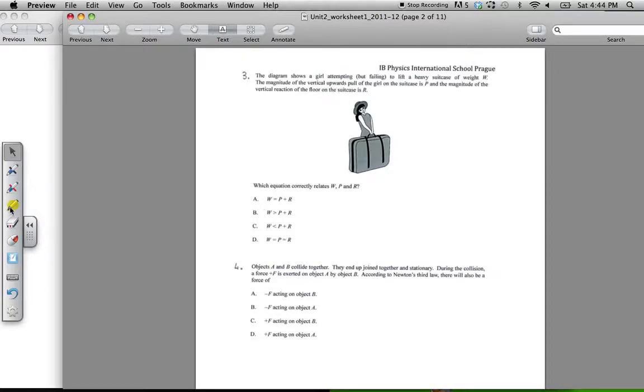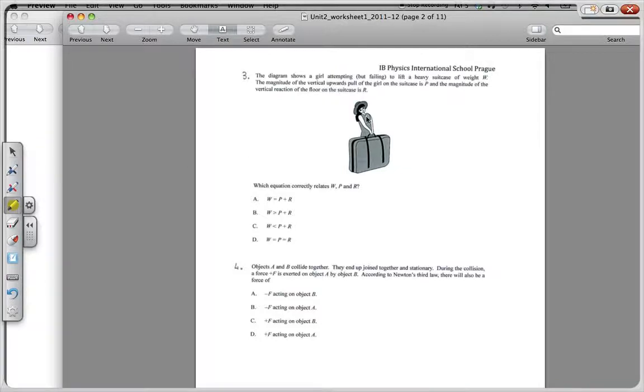So the diagram shows a girl attempting but failing to lift a heavy suitcase of weight W. The magnitude of the vertical upward pull of the girl on the suitcase is P, and the magnitude of the vertical reaction of the floor on the suitcase is R. Obviously the W is the weight. So because she fails, you notice there it says failing, it still means that that suitcase is stationary.